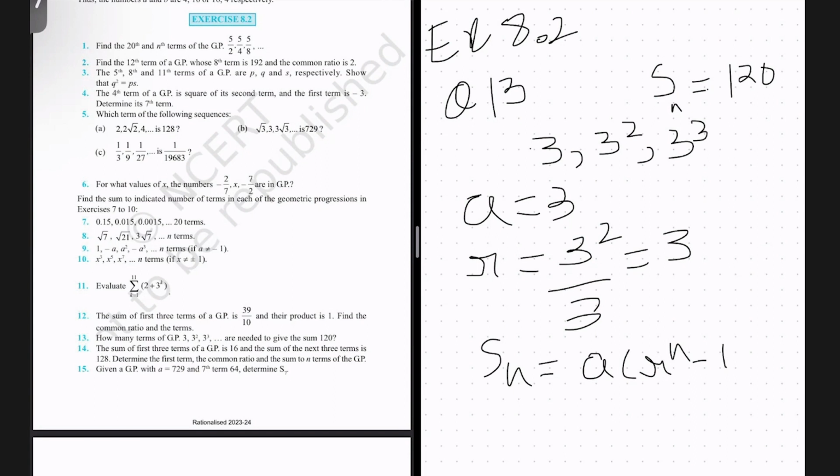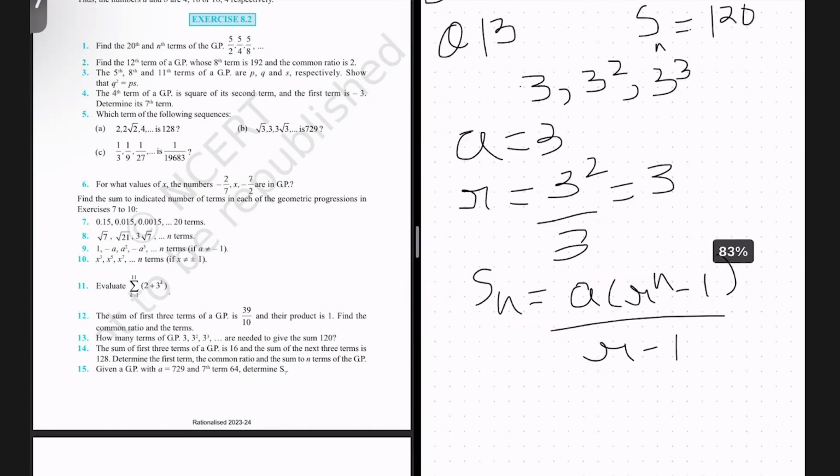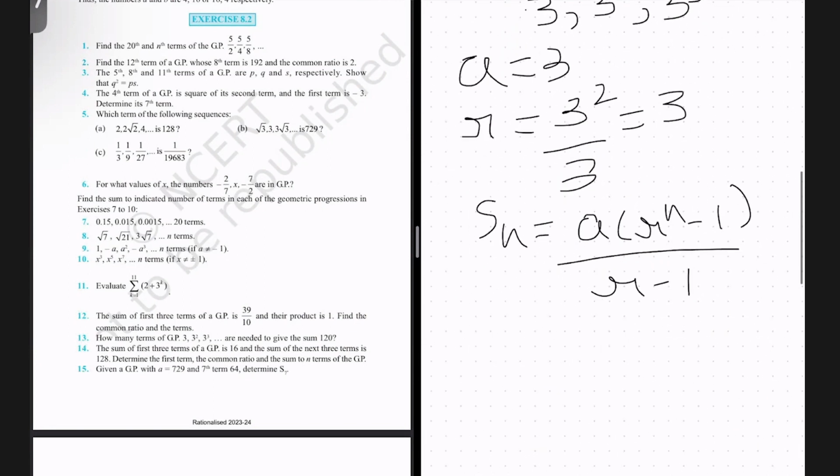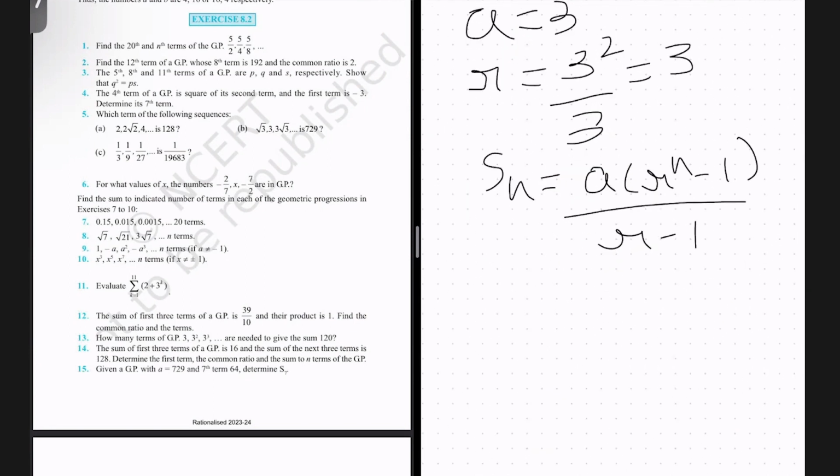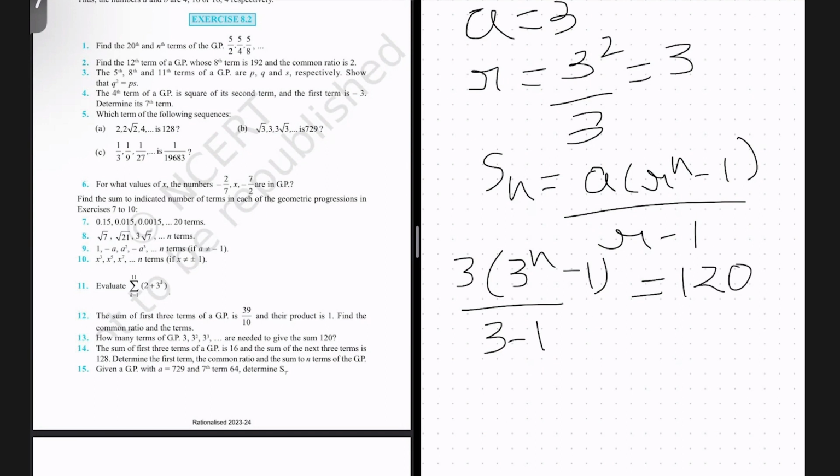Because r, the common ratio here, is greater than 1, it is better to express this in this form, and I have r minus 1 in the denominator. So equating this to 120 and solving for n, what you finally get is: a is 3, and r is also 3. So 3 raised to the power 1 minus 3 raised to the power n minus 1, in the denominator you have 3 minus 1, and this entire term equals 120, right?